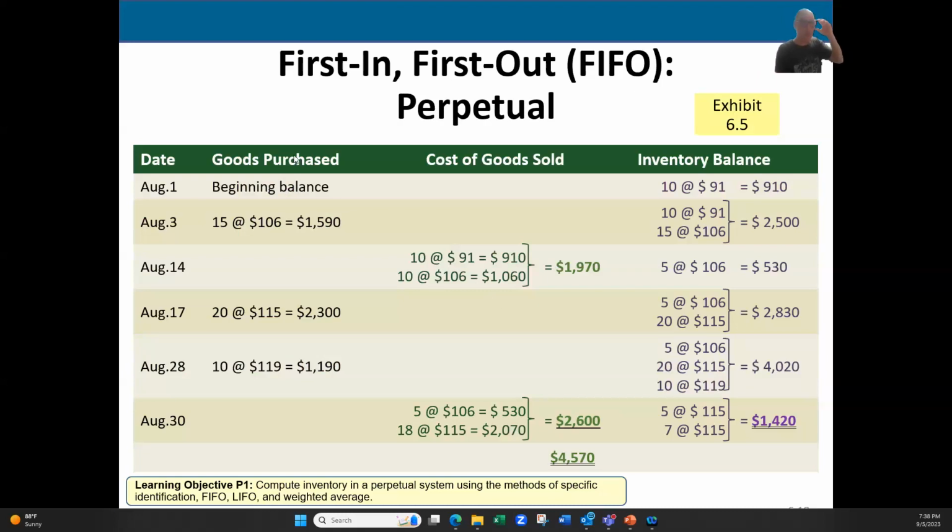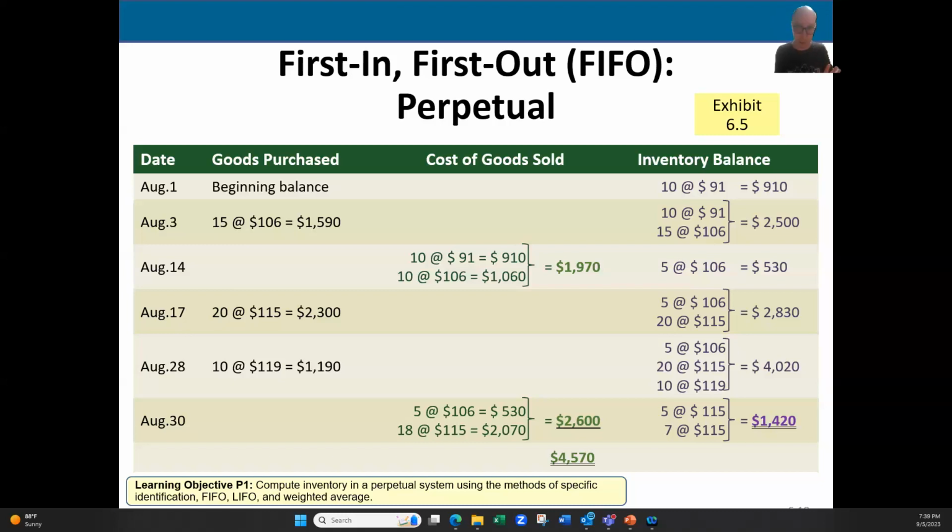So here we go. First in, first out. August 1, beginning balance, 10 bicycles, $91 a piece. That's $910. August 3rd, I purchased 15 more bikes at $106. I add that to my beginning balance. Beginning balance plus purchases, remember the formula.